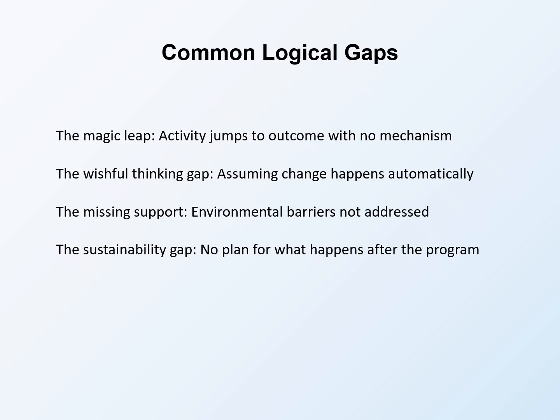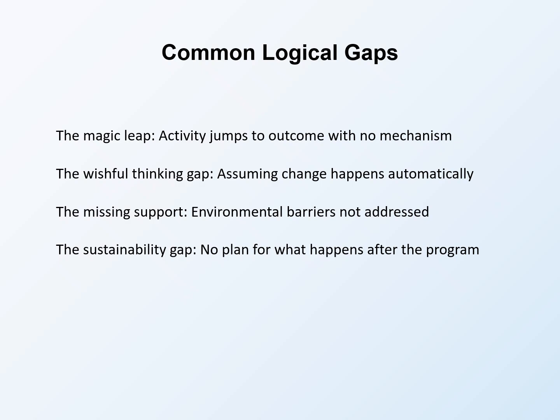Let me highlight common logical gaps I see in program logic models. The magic leap: there's an activity and an outcome, but no clear mechanism connecting them. "We will provide education and diabetes will decrease." What happens in between? The wishful thinking gap: assuming that change happens automatically. If we tell people, they'll change. That's wishful thinking, not a theory.